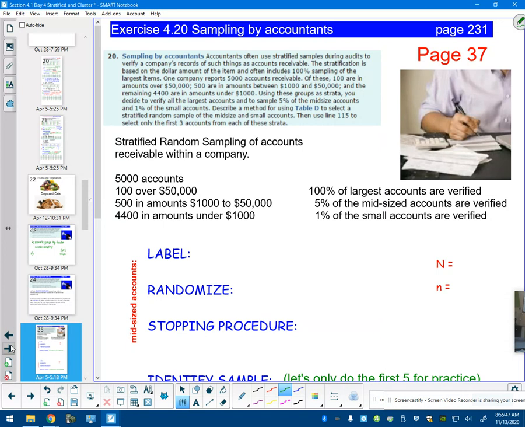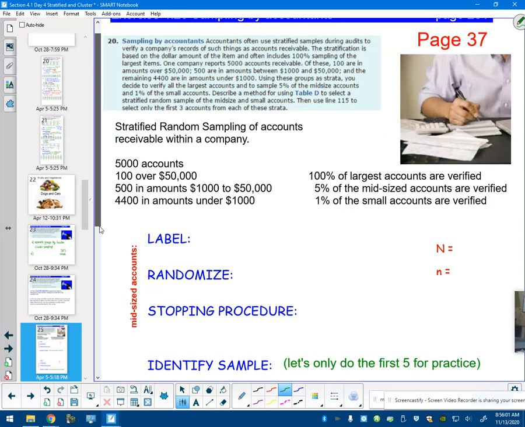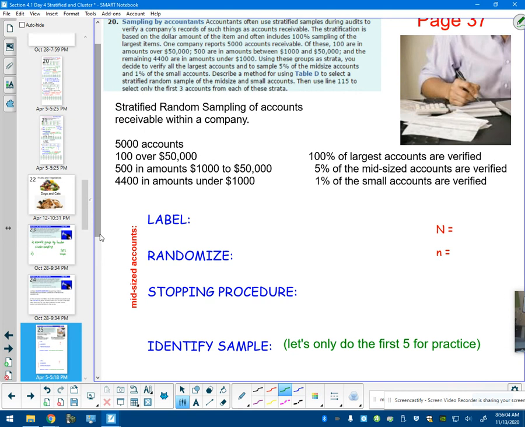Okay, using these groups as strata, you decide to verify all the largest accounts and to sample 5% of the mid-size accounts and 1% of the small accounts. Okay, so here we go. This is going to be for the mid-size accounts, and how many mid-size accounts do I have?